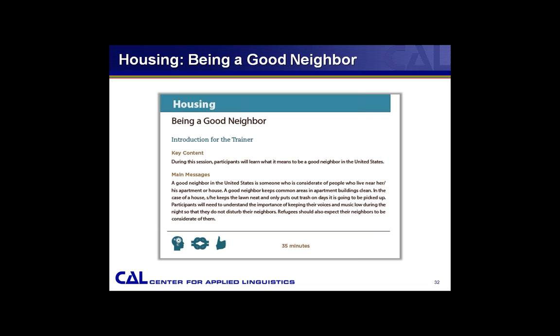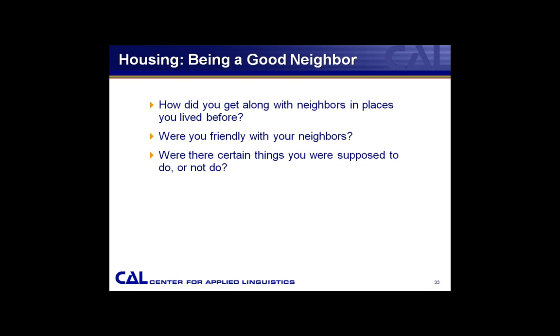So the next activity I wanted to address today is from the housing unit, and it is called Being a Good Neighbor. This one, like the other activity plans, provides information about key content and main messages for the trainer. The session asks participants to think about the following questions in a manner I like to call think, pair, share, where participants think about the question and pair and share their thoughts with someone else. So the questions that participants are asked to consider are: how did you get along with neighbors in places you lived before? Were you friendly with your neighbors? Were there certain things you were supposed to do or not do?